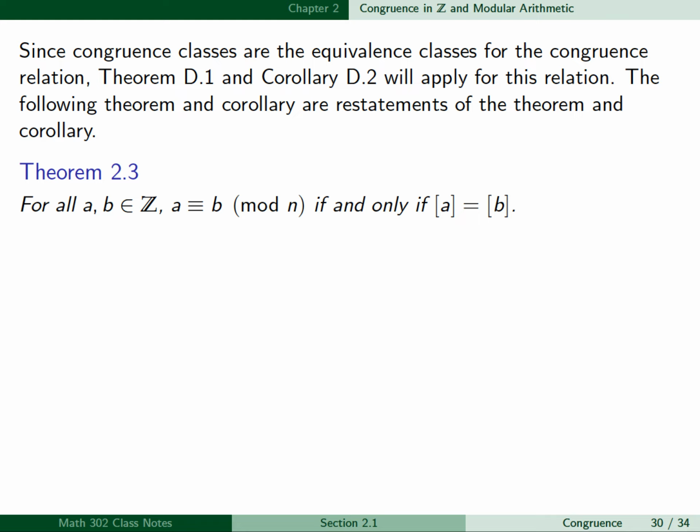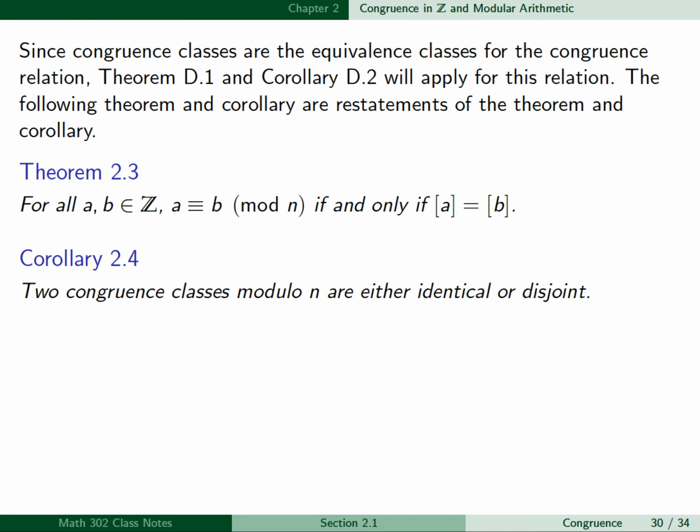So theorem D.1 said two elements are related according to the equivalence relation if and only if their equivalence classes are equal. And so that's what this theorem 2.3 says for the congruence relation. Two integers are congruent mod n if and only if their congruence classes are equal. And then corollary 2.4 will be a restatement of corollary D.2. And this says that two congruence classes modulo n are either identical or disjoint.